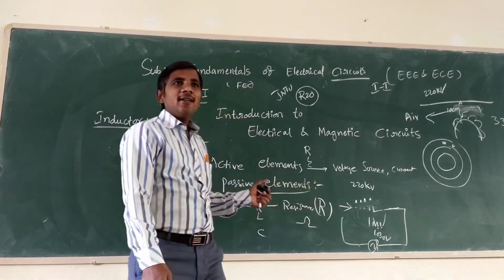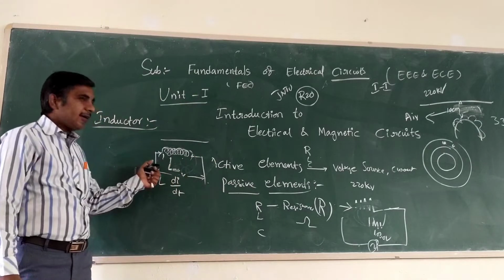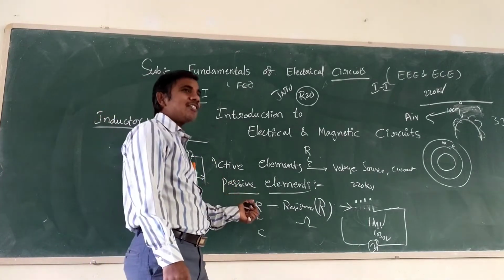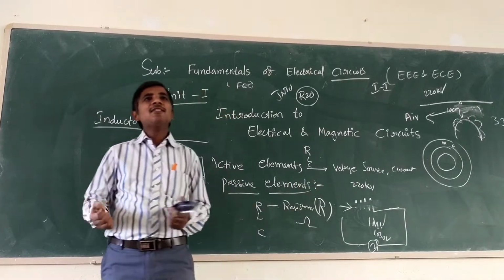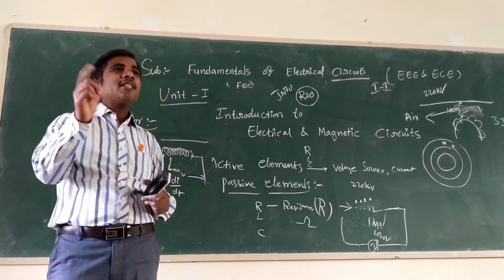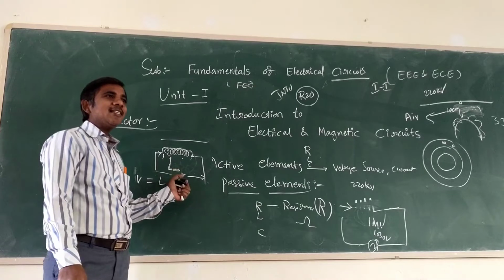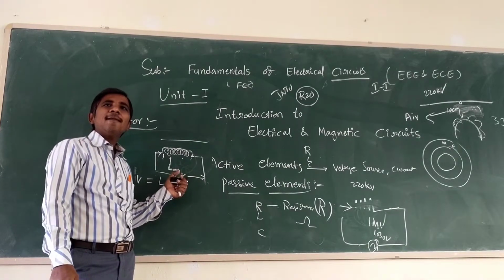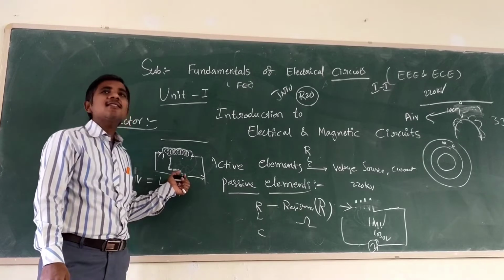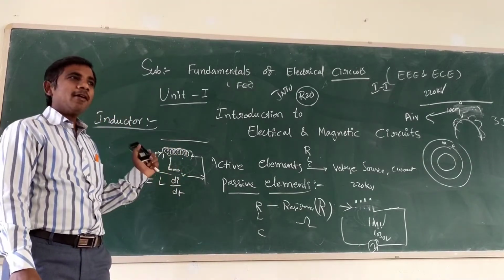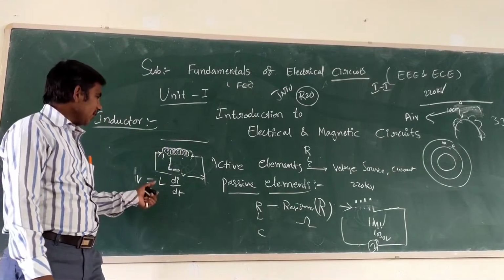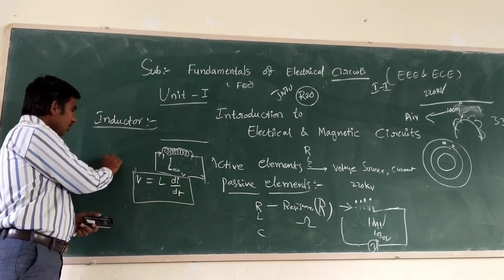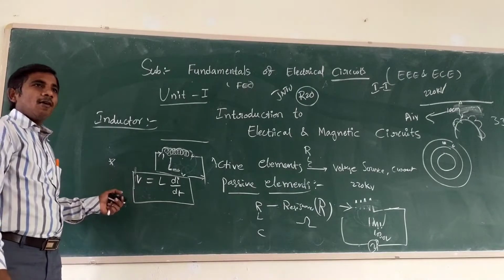Okay, inductor has inductance, resistor has resistance, capacitor has capacitance. Capacitance is the property, resistance is the property, not an element. Inductor is an element, whereas inductance is a property. The inductor is characterized by the voltage equation V equal to L di by dt. This is very, very important, we have to know.